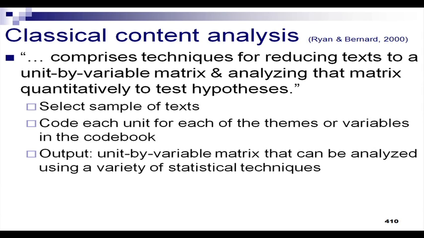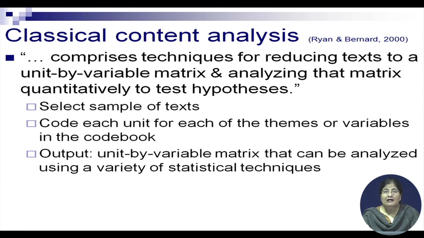To do this, we first select the sample of text, then we code each unit for each of the themes or variables in the code book, and the output of this is a unit by variable matrix that can be analyzed using a variety of statistical techniques.